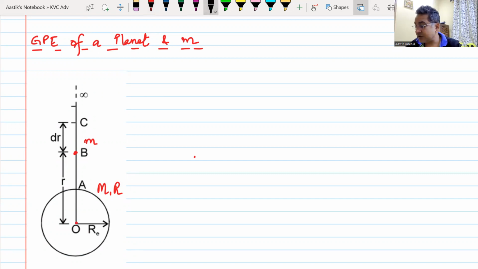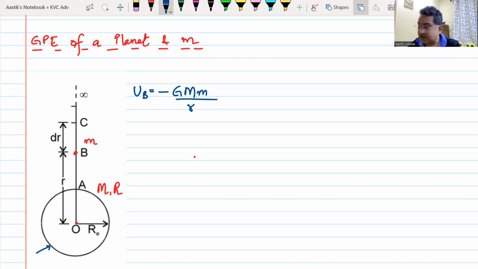So the shortcut way of finding out this potential energy is, this is a sphere. You can find out the potential at the point A. What is the potential at the point B? The potential at the point B will be minus G into capital M by small r. You just multiply that potential by the mass. So you will get the potential energy of this system as minus GMm by r when this body is placed at the point B. Do we understand this?